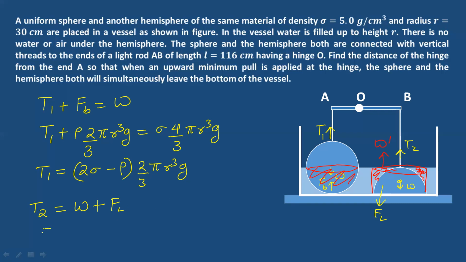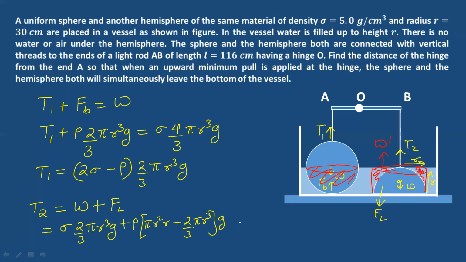So what is the weight of the hemisphere? That is going to be sigma times 2 by 3 pi r cube times g plus the force by the liquid, that is going to be density of the liquid times the volume. Volume is simply volume of the cylinder. Here you can see there is a cylinder of height r and radius r. So volume of the cylinder, which is pi r square times r, minus the volume of the hemisphere, that is 2 over 3 pi r cube, this times g.